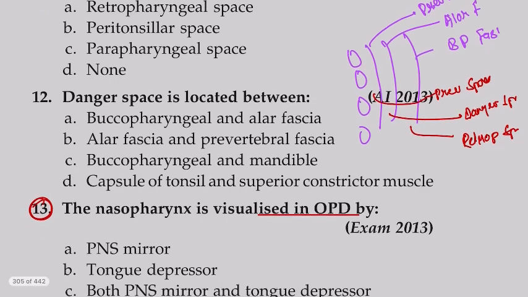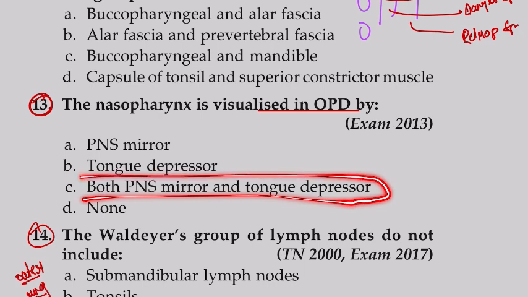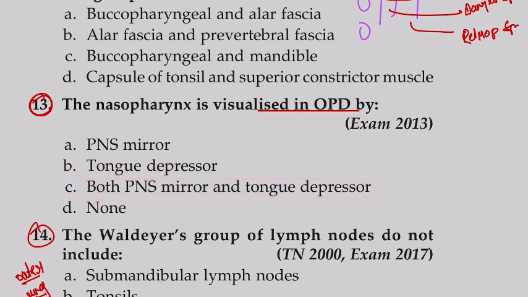Now, how is the nasopharynx visualized in OPD? The nasopharynx is visualized by both the PNS mirror and tongue depression. To examine the nasopharynx or postnasal space in OPD, posterior rhinoscopy is done.